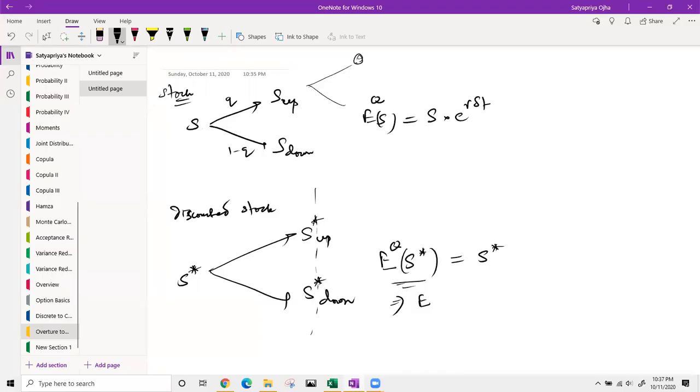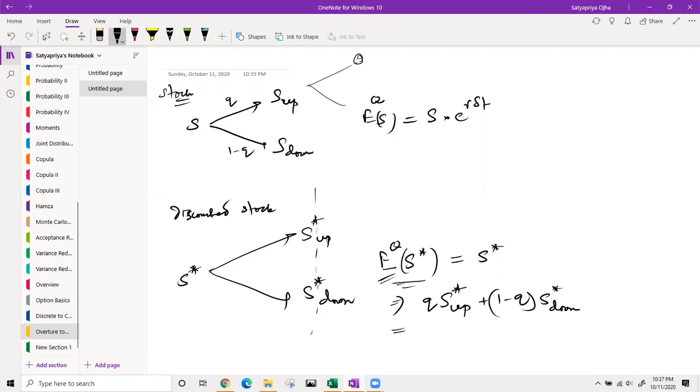Is it clear or do you need more explanation? So basically, if I simplify this, Q times, so I'm taking expectation, means what? Q times up plus 1 minus Q times down. Q times discounted stock price in up state plus 1 minus Q times discounted stock price in down state. Okay.